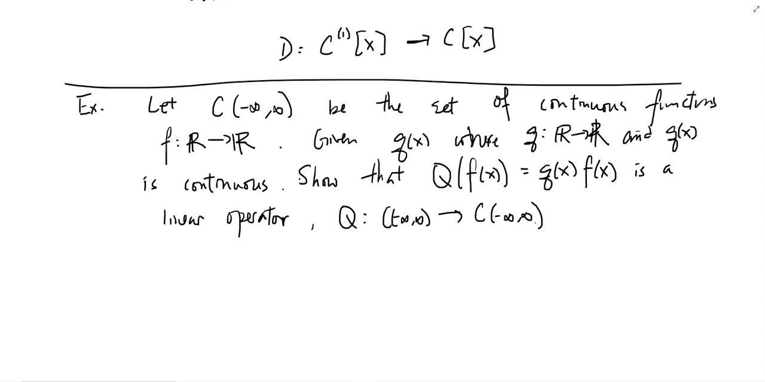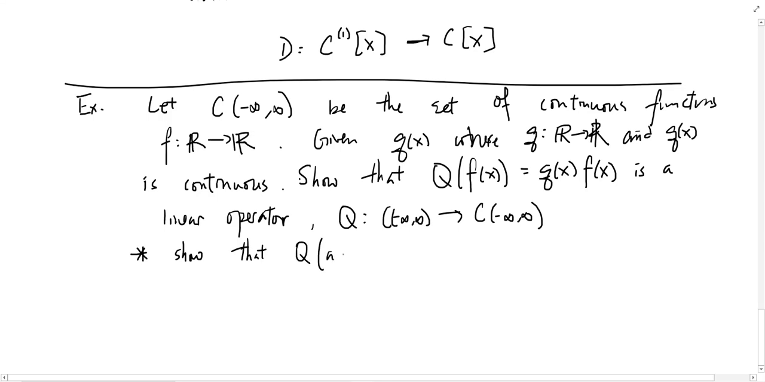If you want to pause to try it on your own before you continue the video, you should, but before you do that, I'm going to tell you what you need to do. To show that this q of f of x is a linear operator, I need to show that if you put a times f of x plus b times g of x into this linear operator, it winds up being the same as a times q of f of x plus b times q of g of x.